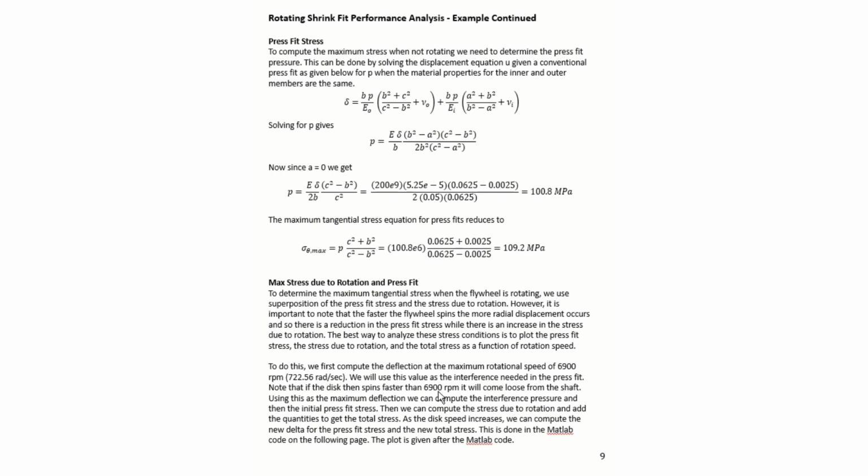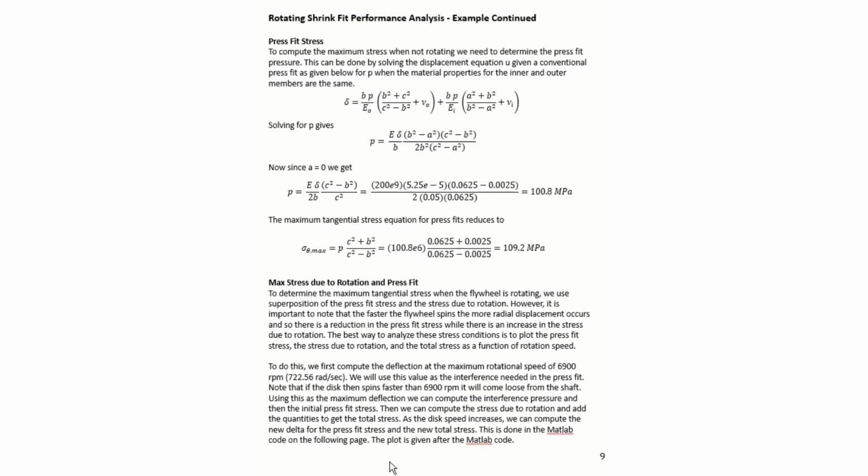That's not typically how you do it in practice. You'd have a safety factor in there, but that's what we'll use in this example so that we have a number to go from. So using this as the maximum deflection, we can compute the interference pressure and then the initial press fit stress. And that's kind of what we were doing up here. Then we can compute the stress due to the rotation and add the quantities together to get the total stress.